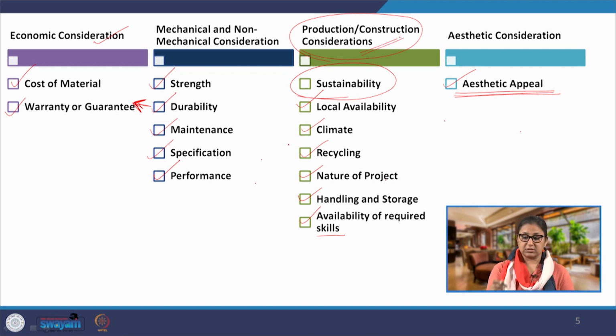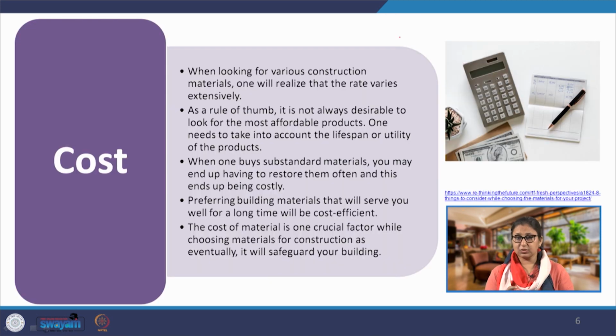So, these are broadly the factors that we consider when we are going to select a material. Let us look at all these factors quickly. I have discussed this, and I am not going to go into detail, but basically what we are looking at when we say cost is the upfront cost, which we call capital cost.